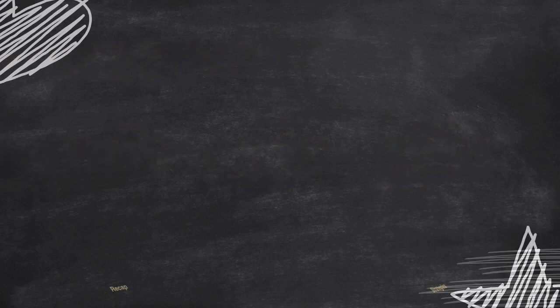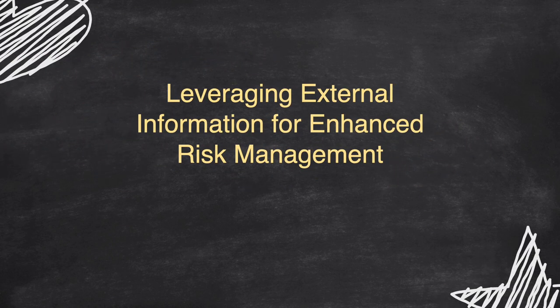Moving next, friends, we'll discuss the second topic, leveraging external information for enhanced risk management. Friends, leveraging external information can significantly enhance risk management strategies. By incorporating data from various external sources such as industry reports, market trends, regulatory updates, and threat intelligence feeds, organizations can gain valuable insight into potential risks and vulnerabilities. This external information provides a broader perspective on emerging threats and regulatory changes, enabling proactive risk mitigation efforts.